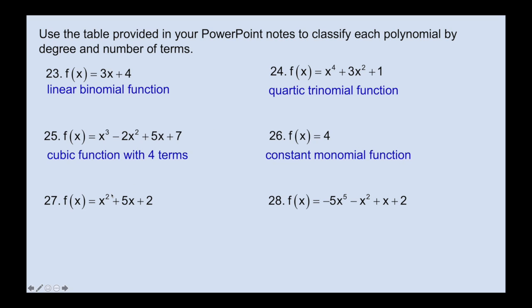Here the degree is 2, which makes it quadratic. There's 3 terms, which makes it a trinomial, so we call that a quadratic trinomial function. And then for 28, degree is 5, and there are 1, 2, 3, 4 terms, so this is a fifth degree polynomial with 4 terms.